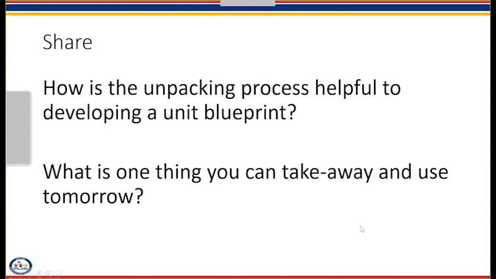So last share out, and then you guys can ask me any questions that you want. How is the unpacking process helpful to developing a unit blueprint? And what is the one thing you can take away and maybe use in your classroom tomorrow? It could just be a small, simple thing, small change.